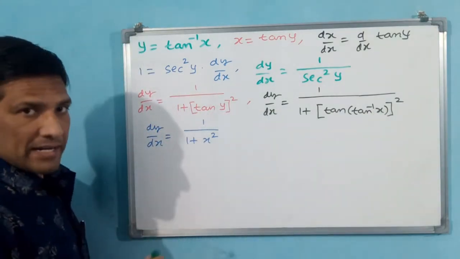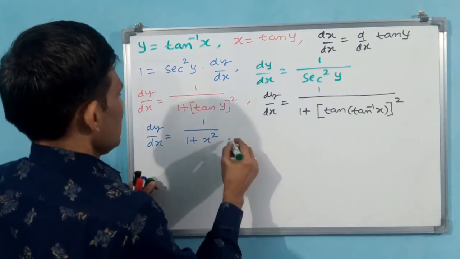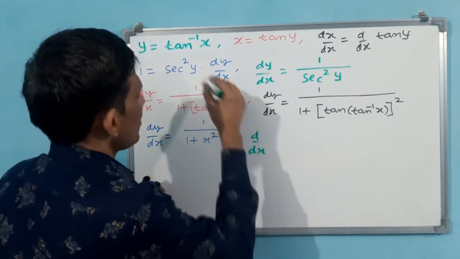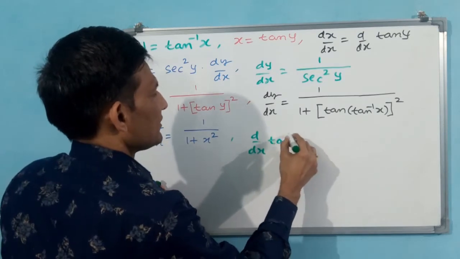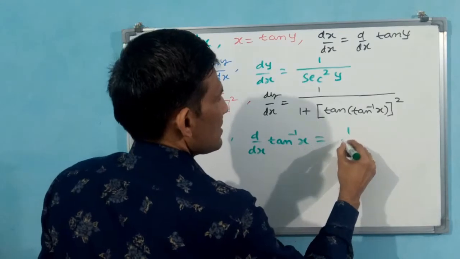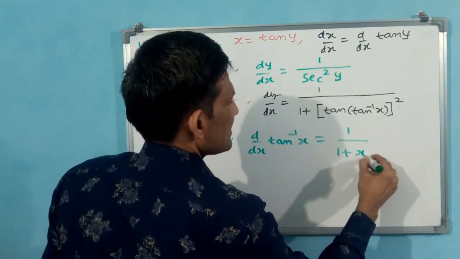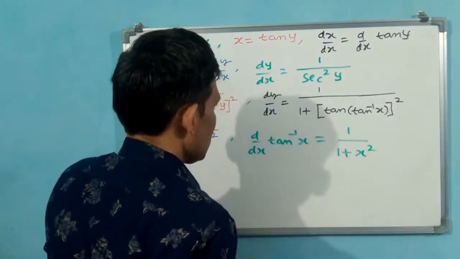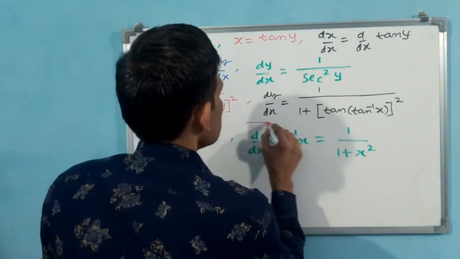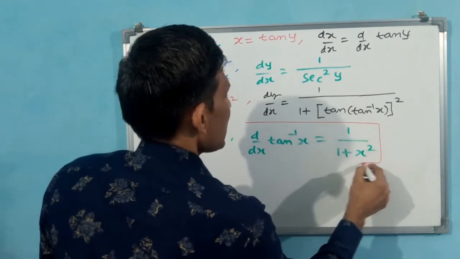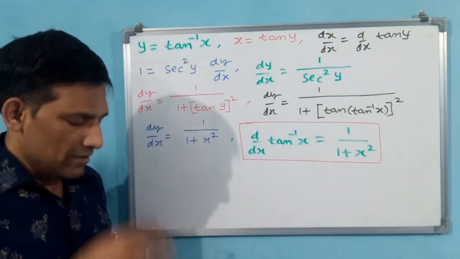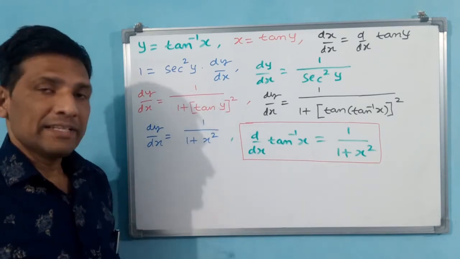But you write the standard. What I am writing, you see: d by dx of tan inverse x is equal to 1 by 1 plus x square. Now box it. Why? Because this is like a standard you have to take. Again and again we need not derive this. We have derived it. First of all, you take this.